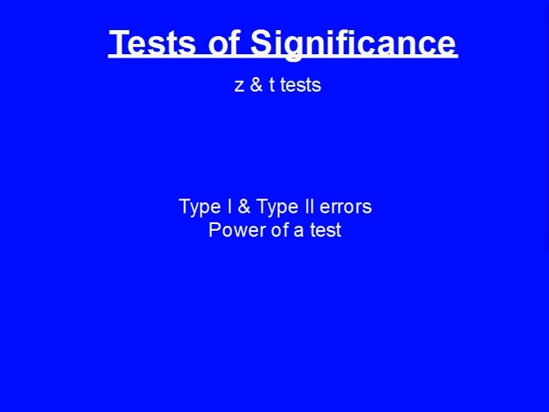In this last video about Z and T tests, we're going to talk about when we're wrong, type 1 and type 2 errors, and when we're right.